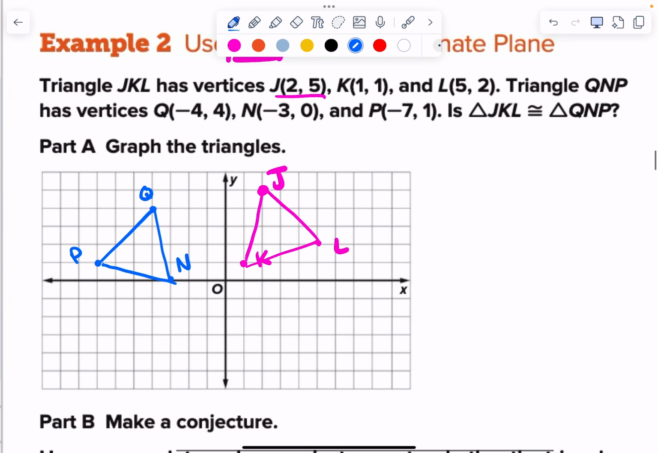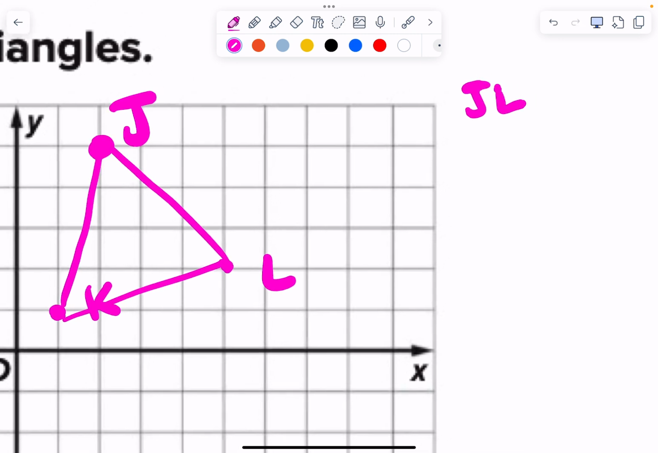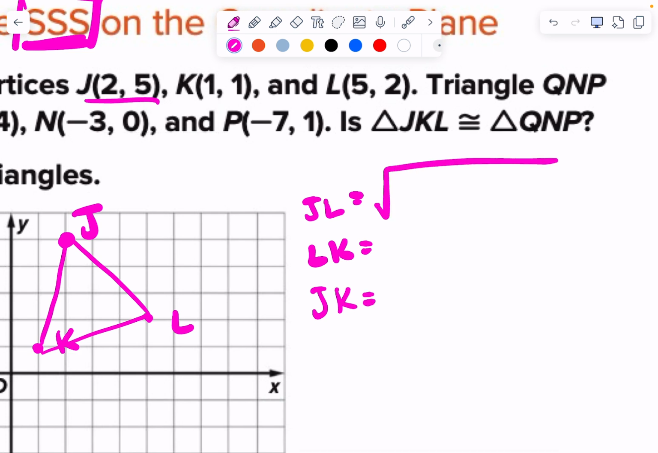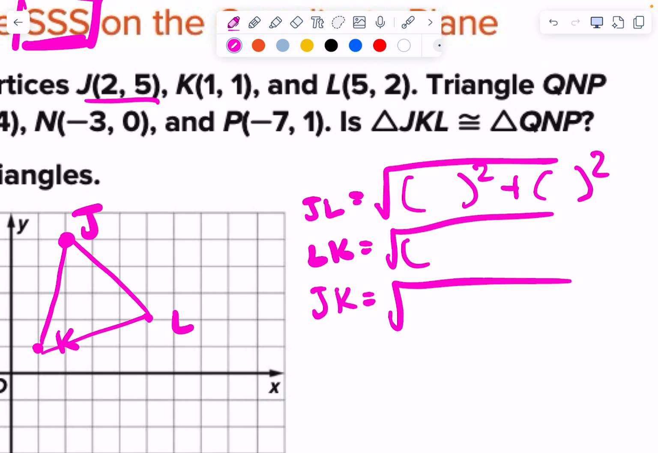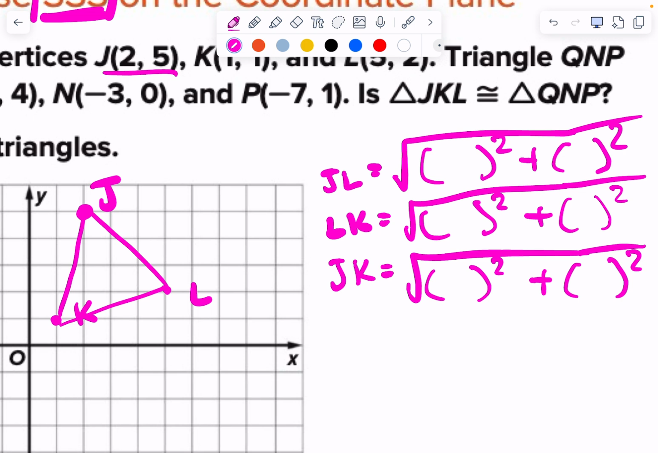All right. Let's do JKL first. Give me a side. JL. Another side. LK. Third side. JK. All right, distance formula. You take the square root, square root, square root. And I do this guy squared, this guy squared, this guy squared. This is a pain. That's why I'm not gonna do it. I told you you could just sit and watch. Just be patient.